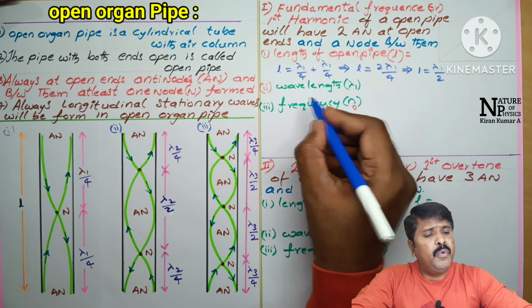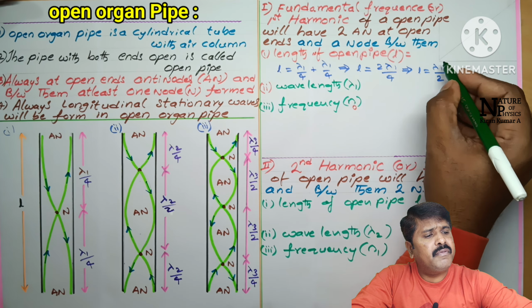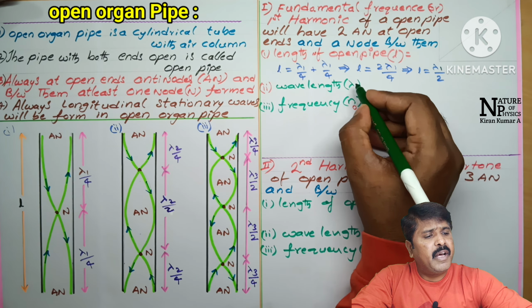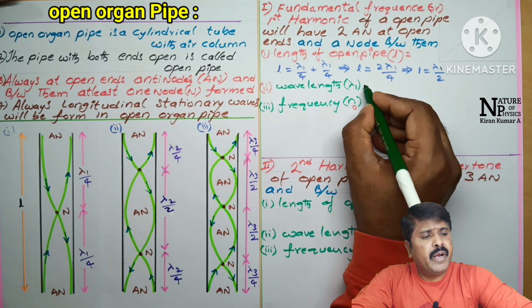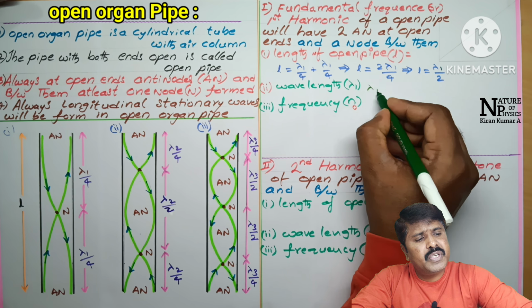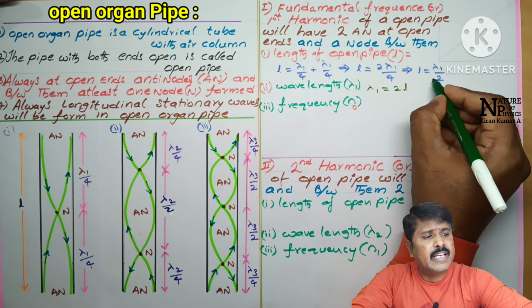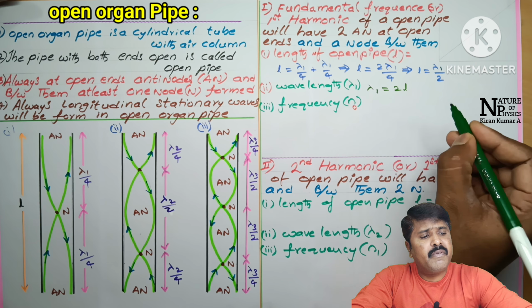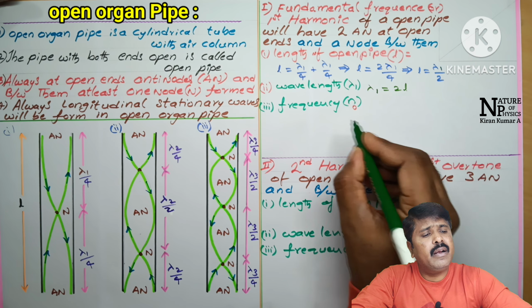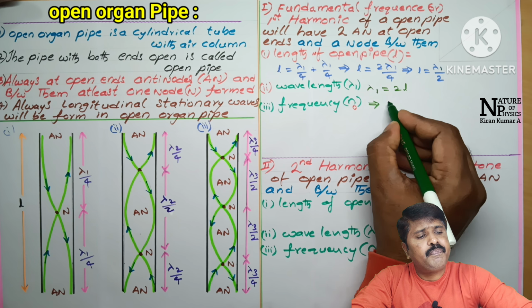Okay, so now writing the wavelength lambda, student, wavelength lambda 1, with cross multiplication, how much will we get, student? Lambda 1 is equal to 2L. Okay student, I did cross multiplication from the length, so I got the wavelength lambda 1 equal to 2L. Next I am going to write the basic frequency formula.